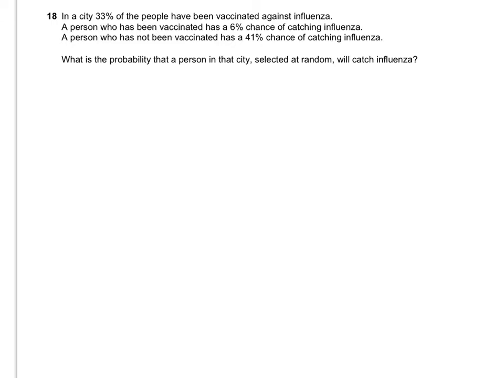So it's a probability question, so we know that we're going to need a tree diagram. And there are two options for this first part. Either the person has been vaccinated or they've not been vaccinated, which I'll call V and NV. Now the probability of them being vaccinated is 0.33. So the probability of not being vaccinated must be 0.67. So that's the first round.